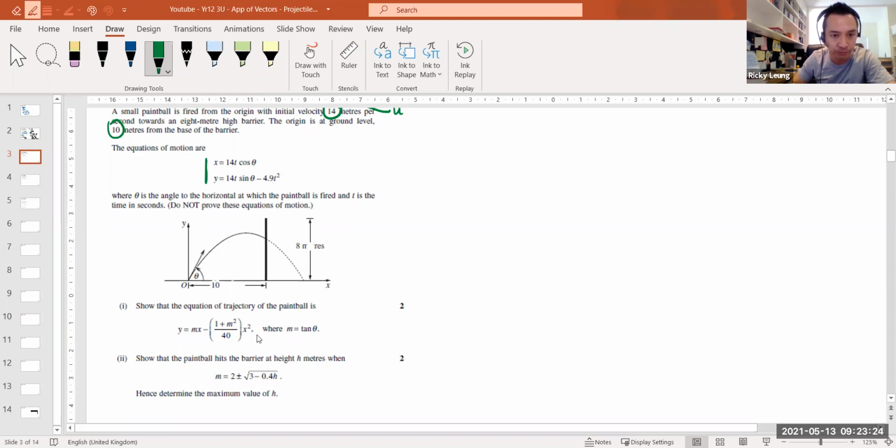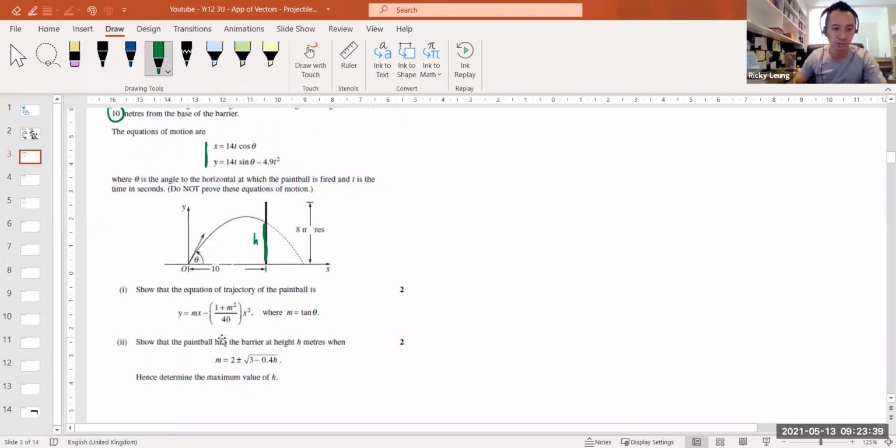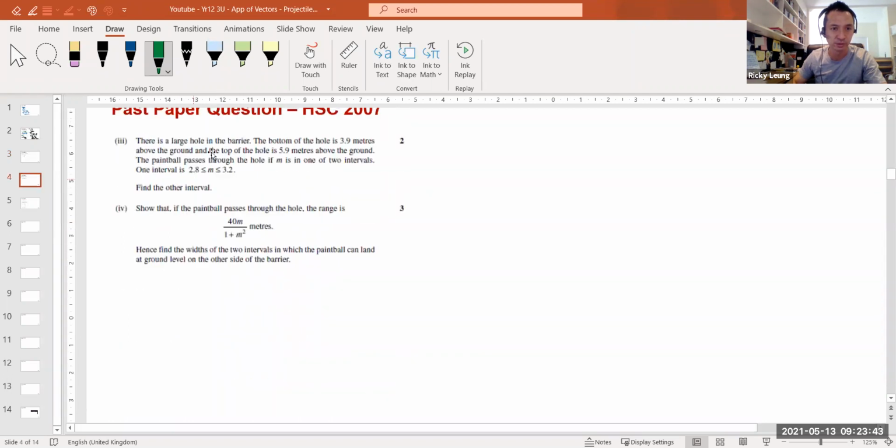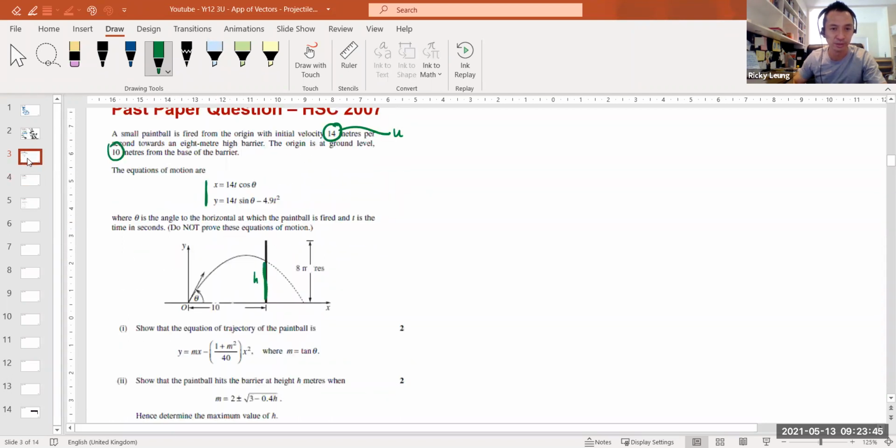Yep, h meters above. So basically, they want you to sub in x equals 10, y equals h into this Cartesian, and then solve it with the quadratic formula, right? And then determine the values for h. Determine the max value. Perfect. So that's part one. That's part 2. Let's just read it. Right? There's a large hole in the barrier. Okay. So basically, they're saying somewhere here there's a large hole. Right.